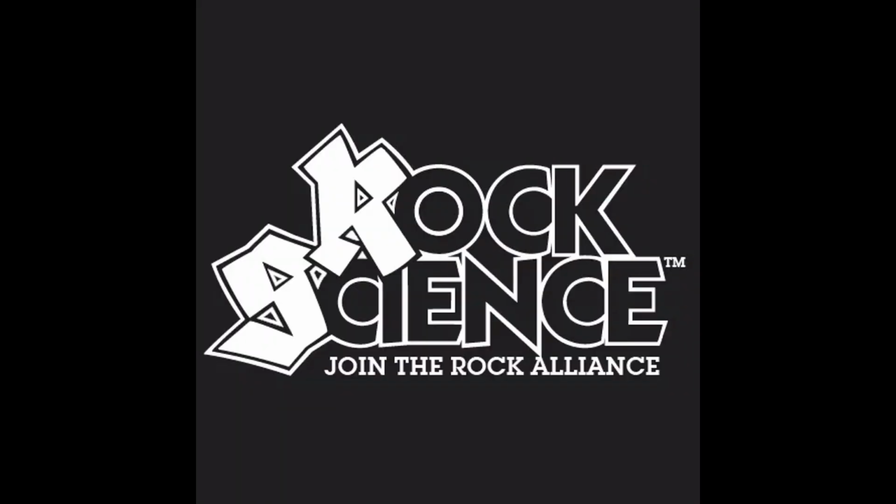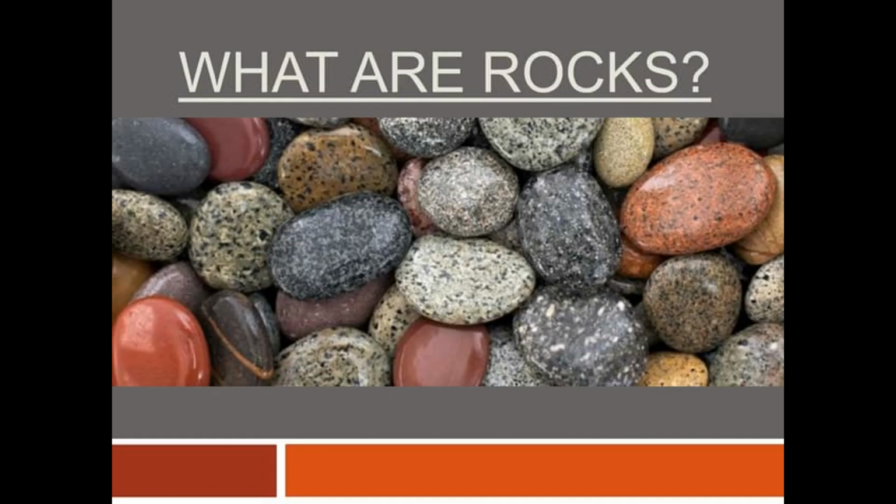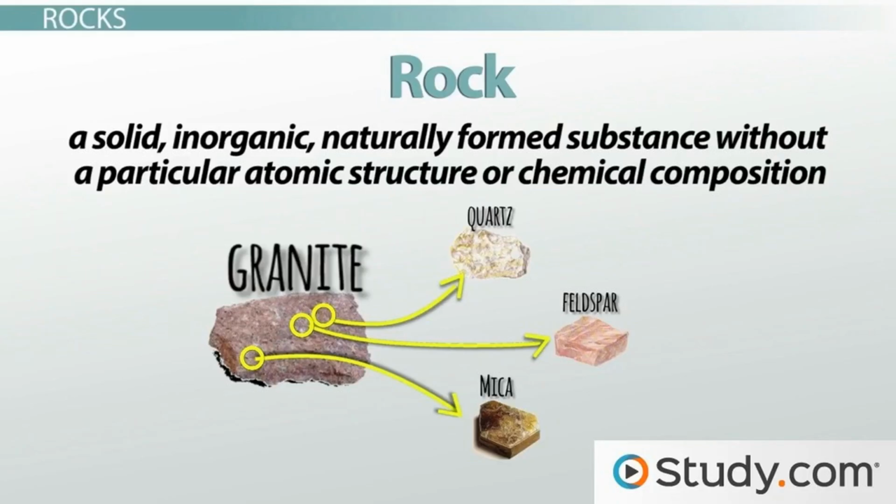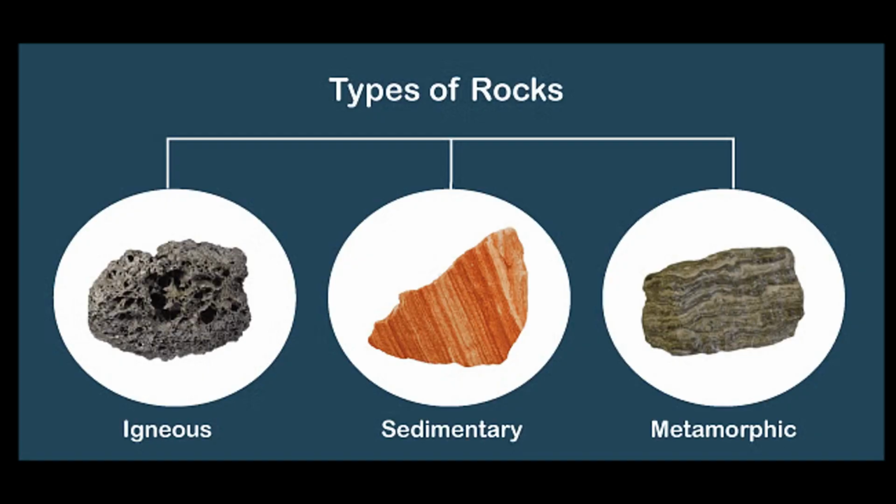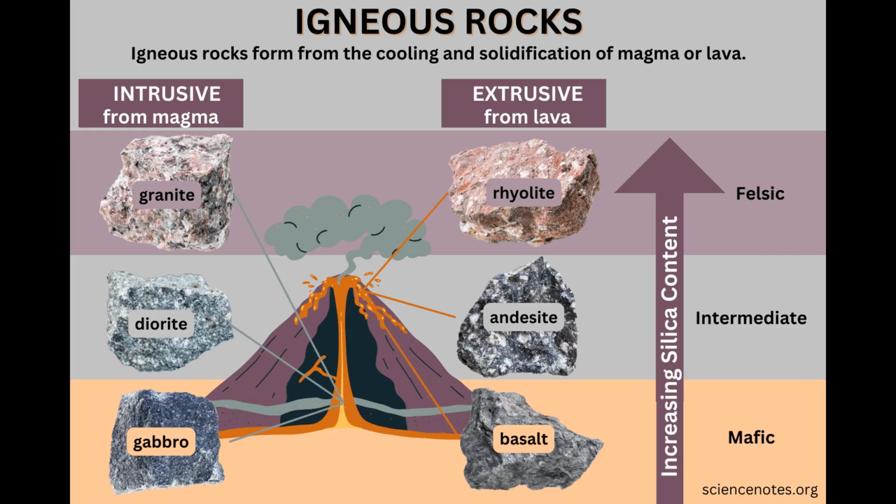Rock science, also known as petrology. Rocks are naturally occurring aggregates of minerals and are classified into three major types based on their origin. We have igneous rocks. These are rocks born of fire. They are formed from the solidification of molten magma or lava.